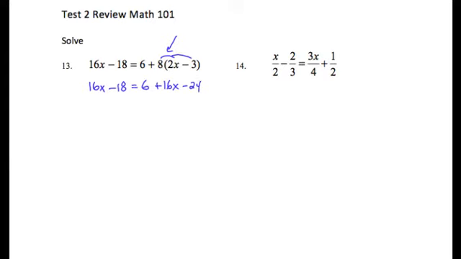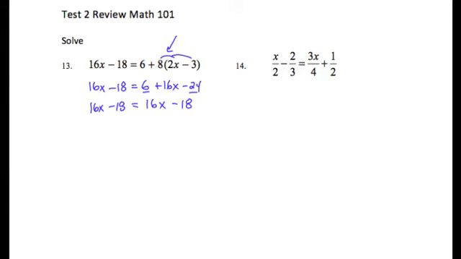Okay. Still working on that right side. It looks like we have some like terms to combine there, so I'm going to combine that 6 and negative 24. But I'm going to rewrite everything else while I'm doing this. So I'll have 16x, and when I combine the positive 6 and the negative 24, that is going to give me negative 18. Okay. So now I've simplified the right side.